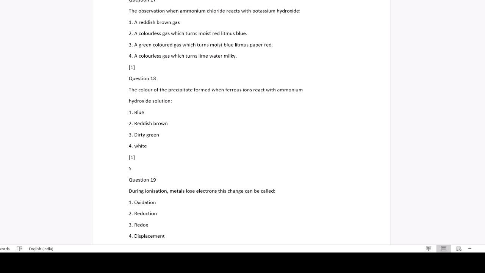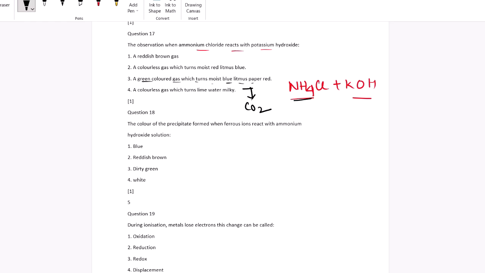Question number 17, the observation when ammonium chloride reacts with potassium hydroxide. So we have NH4Cl, ammonium chloride, and potassium hydroxide. If we go through each of the options individually, a colorless gas which turns lime water milky is carbon dioxide. A green colored gas which turns moist blue litmus paper red? This is a reaction between a salt and a base, a double displacement reaction. Ammonium hydroxide will form along with potassium chloride. As ammonium hydroxide forms, ammonia will be liberated.